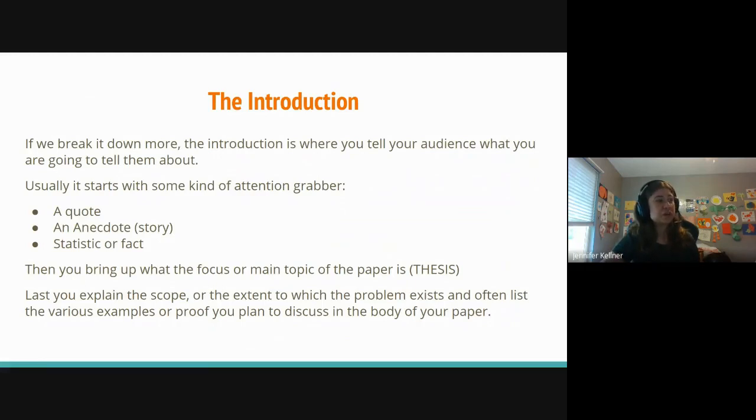So if you're stuck, see if you can find a good quote or some kind of a statistic or fact online. That's a good way to start. Even if you use my favorite statistic, which is half of all statistics are fake, which I just made up. Or if you have a story to tell.